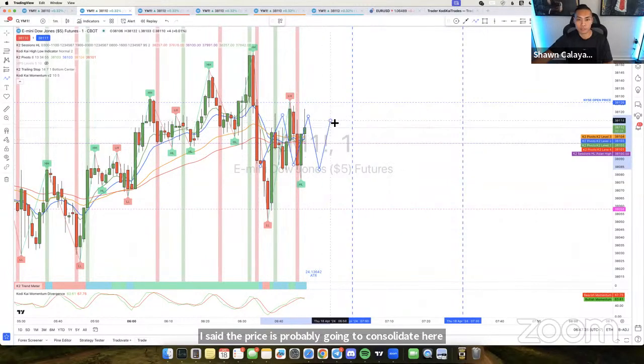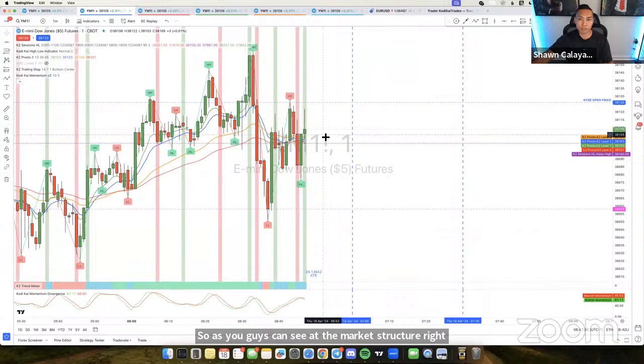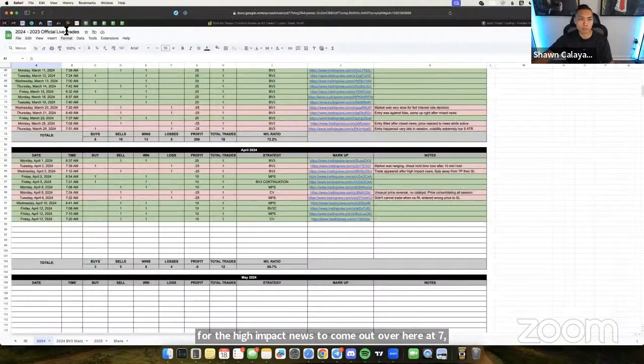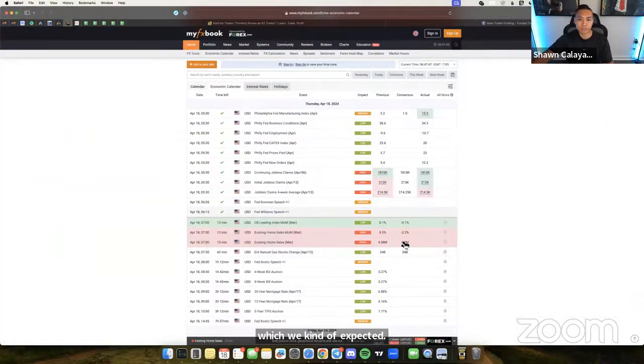As you guys can see at the market structure right here, this just means that nobody's trading right now. A lot of people are just sitting out. They're waiting for the high impact news to come out over here at 7, which we kind of expected. And we expected that because it's such a big drop, right? It's not like it's a 1% drop or a 2% drop. This is like a 10 to 11% drop for the consensus.